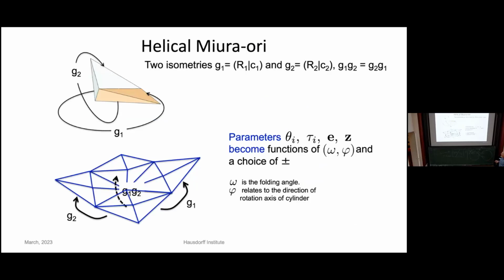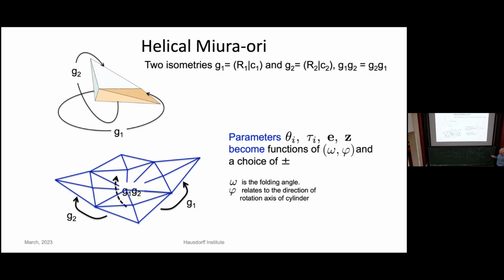Unfortunately, I have the movies. Anyway, so now this is just a schematic view of this. I wanted to draw it separately. And so this G1 maps this edge into this edge, and G2 maps this edge into this edge.